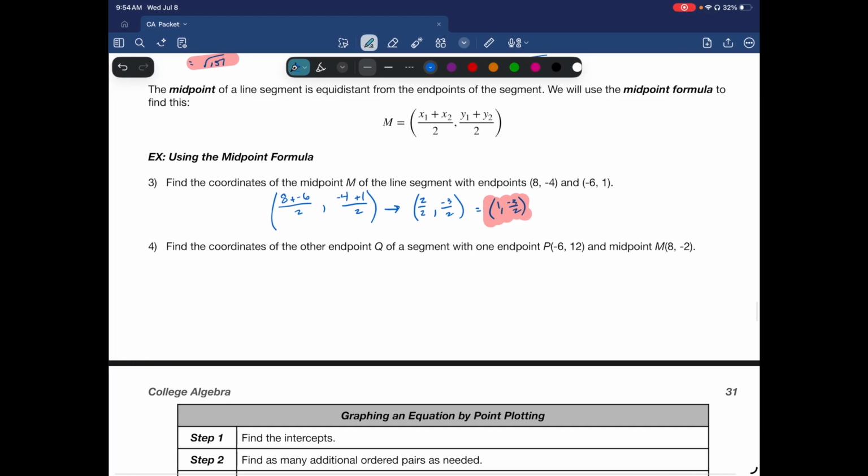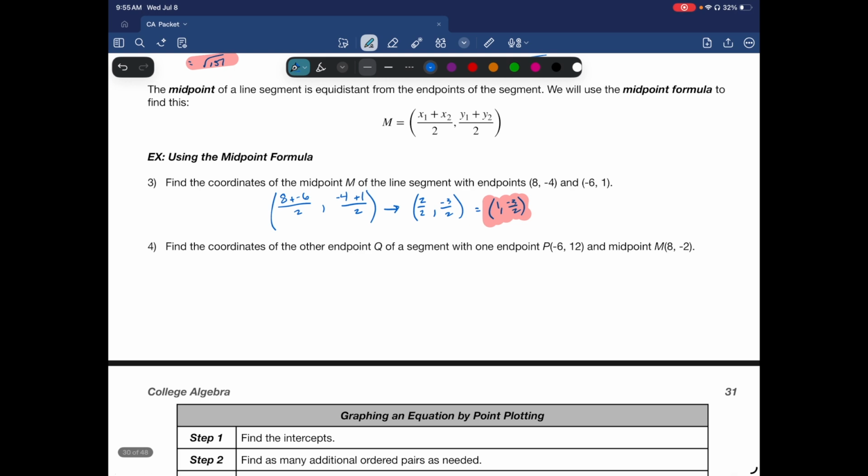Now, find the coordinates of the other endpoint Q of a segment where you have one point P and the midpoint. We're going to solve it 2 different ways. We're going to use the formula, and we're going to use something else. We'll get the same answer, but when we're done, you can pick which one you prefer to do. And I'll tell you which one I prefer.